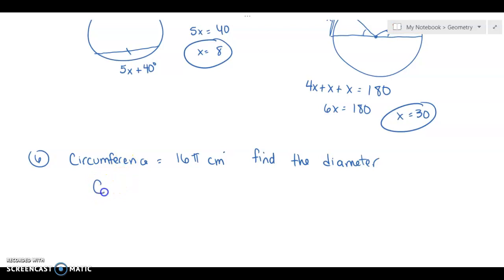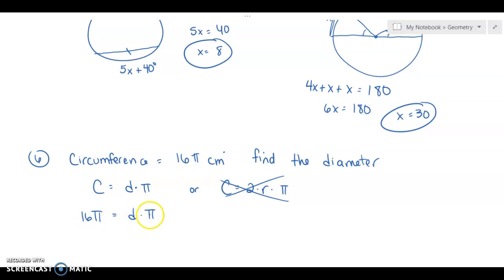What's going to happen is circumference, remember, is equal to either diameter times pi, or you could do circumference equals 2 times radius times pi. Since we're trying to find the diameter, I'm going to use this one. Circumference, C, is 16 pi, and it equals diameter times pi. You can kind of see the diameter is going to be 16.